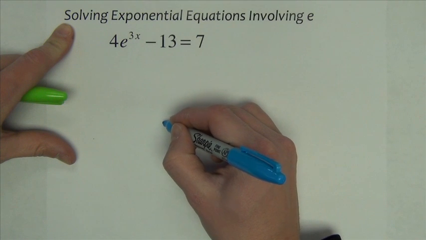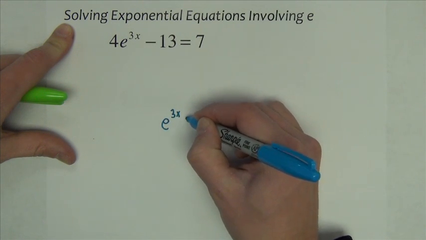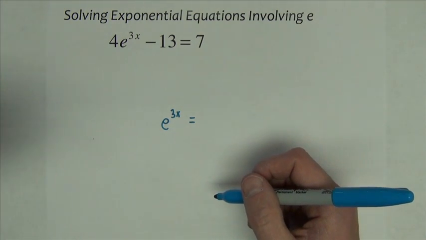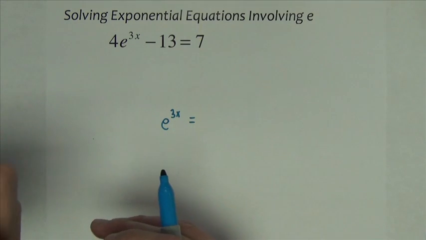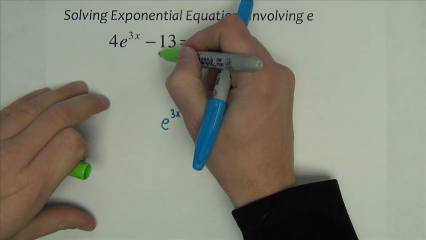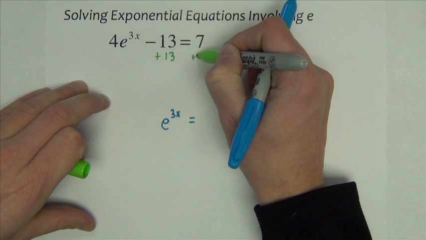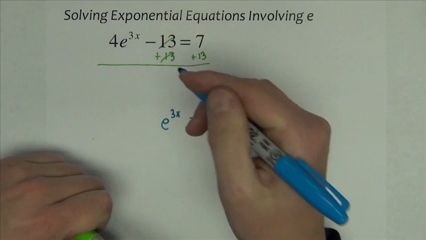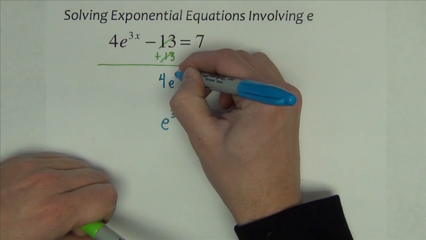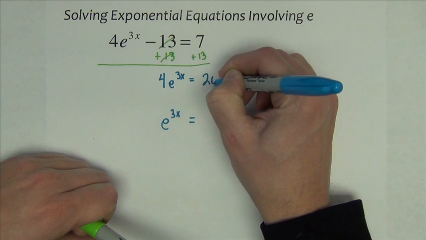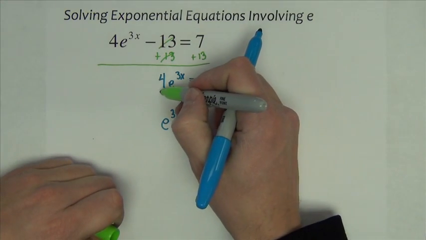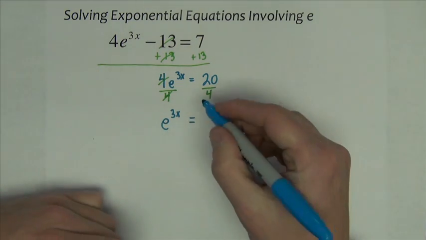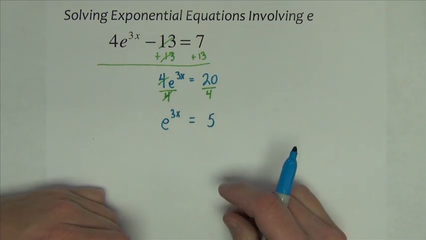I need this to say e raised to the 3x equals. Okay, so the extra numbers that are not part of the e need to move to the opposite side of the equal sign. So I'll start by adding 13 to both sides. And that gives me now 4e raised to 3x equals 20. Now we'll divide both sides by that 4. That gives us e raised to 3x equals 5.